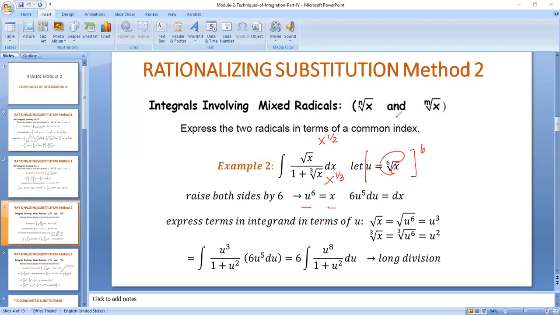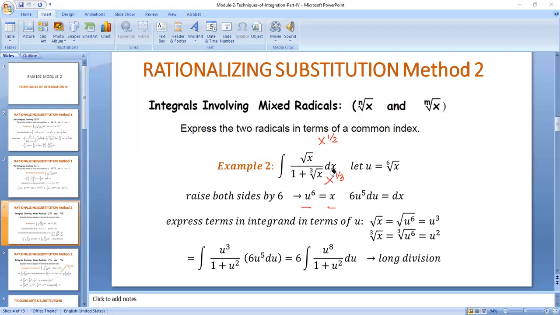Now, this expression that you have here, we'll erase. This expression that you have here is now this one: u raised to 6 equal to x. Again, just like method 1, you differentiate this equation. That way, you will have something to substitute to the dx in your original integral. So differentiating u raised to 6 will be 6u raised to 5 du, and x, of course, will be dx. Now, what will you substitute? You will substitute u expressions to this square root of x, this cube root of x, and this dx.